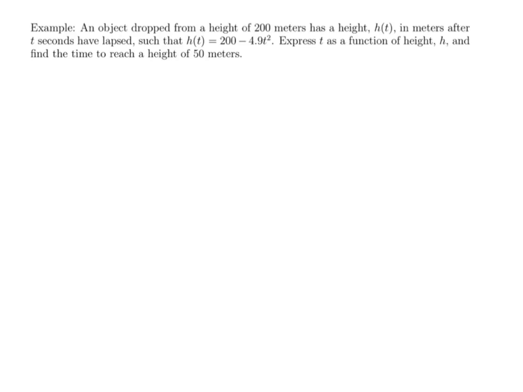All right, let's look at an example. An object dropped from a height of 200 meters has a height, h of t, in meters after t seconds have elapsed, such that h of t is equal to 200 minus 4.9 t squared. Express t as a function of height, h, and find the time to reach a height of 50 meters.